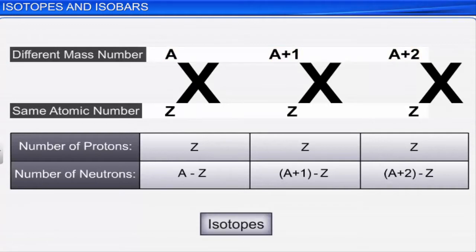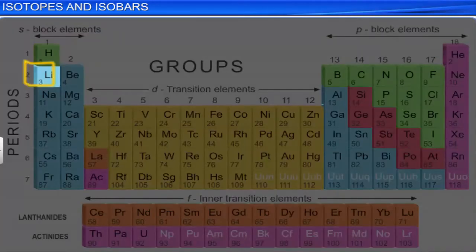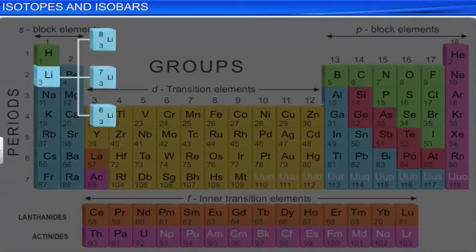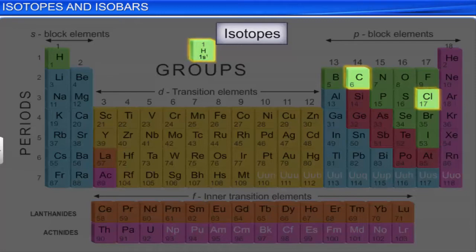Isotopes of the same element occupy the same place in the periodic table because they have the same atomic number. Let us look at a few examples of isotopes.